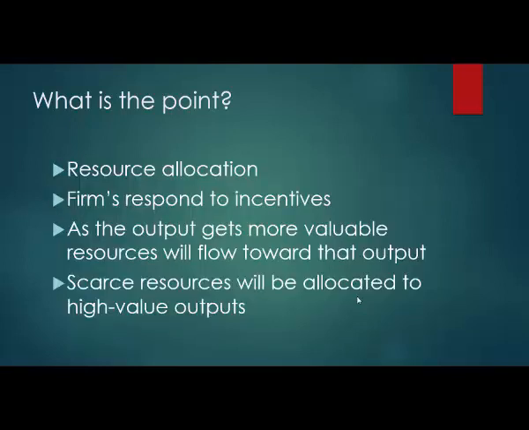And the point behind this is resource allocation. This is, much like our discussion of how our supply curve gets generated, a discussion of how firms respond to incentives. There is an incentive to produce things that are valuable. There is an incentive to not use things that are valuable. And what you have to remember is that as the output gets more valuable, resources, inputs are going to flow toward the production of that output. And scarce resources, resources that are very, very valuable, are not going to get allocated to low value outputs. They're going to get allocated to high value outputs. And that's a very important thing to keep in mind.